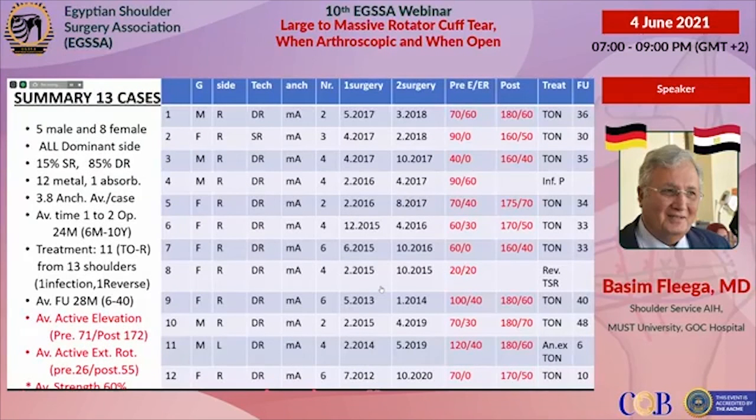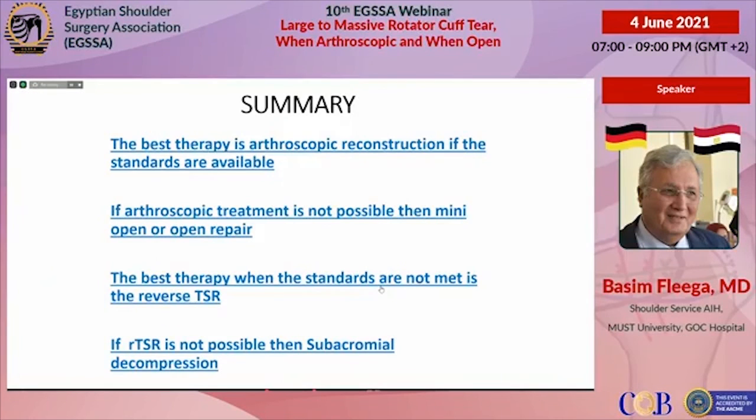Interestingly, the average active elevation improved from preoperatively 71 degrees to postoperatively 172 degrees. The average active external rotation improved from preoperatively 26 degrees to postoperatively 55 degrees. The average strength of the cases was 60% compared to the opposite side.